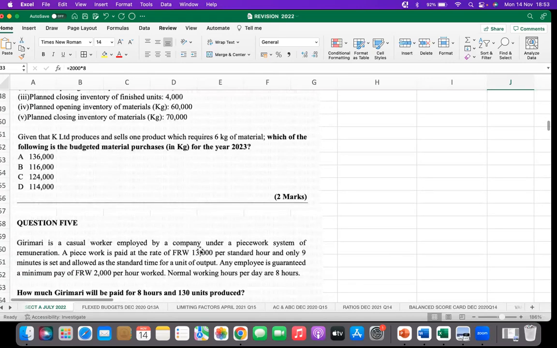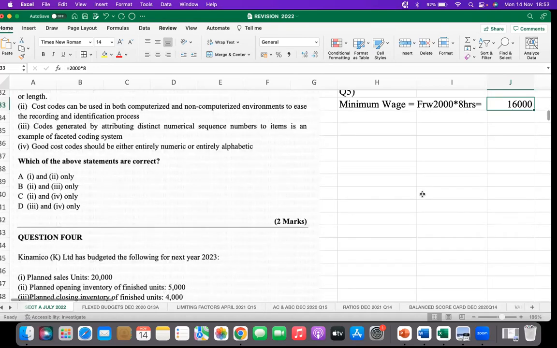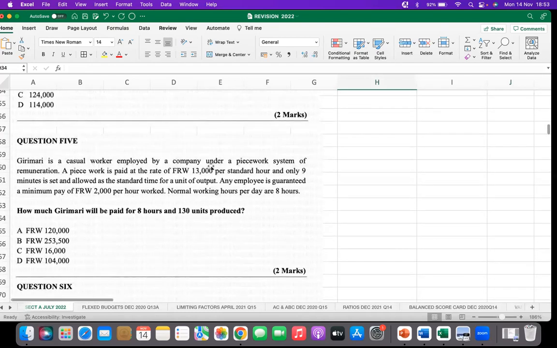Remember, I'm covering multiple topics at the same time when I'm revising section A. Now, you see C. C could have been the answer if the final answer you got was less than 16,000. But we don't know if C is the answer or not. So let's continue with the question. A piecework is paid at a rate of 13,000 per standard hour, and 9 minutes is set and allowed as the standard time for a unit. One unit, the standard time is 9 minutes.